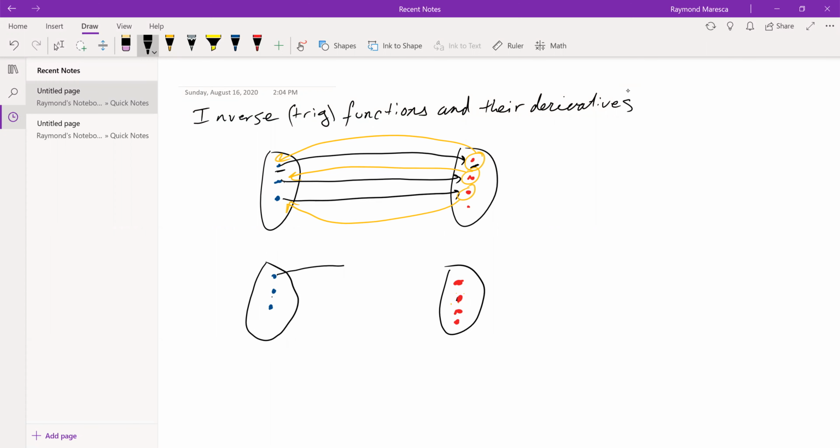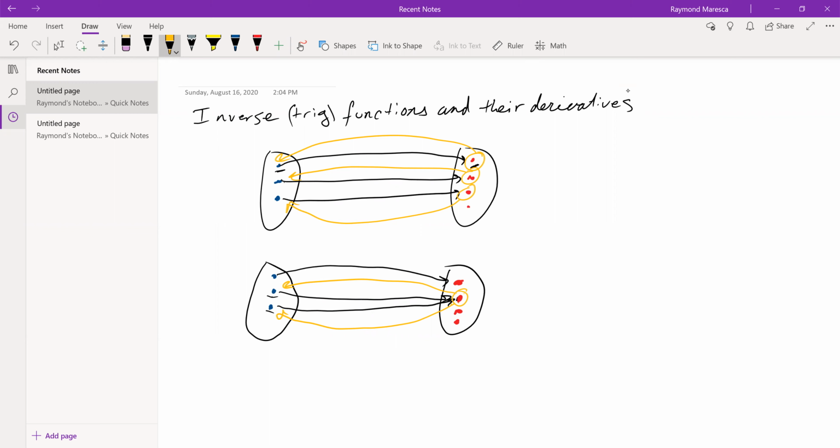Well, the answer to that question, unfortunately, is no. So let's say we have this function here. Note that these two blue dots get sent to the same red dot. Well, if we tried to define an inverse function, where would we send this red dot to? Would we send it back to this blue dot or the one underneath it? Well, we can't send it back to both because then it wouldn't be a well-defined function. So unfortunately, this function does not have an inverse.